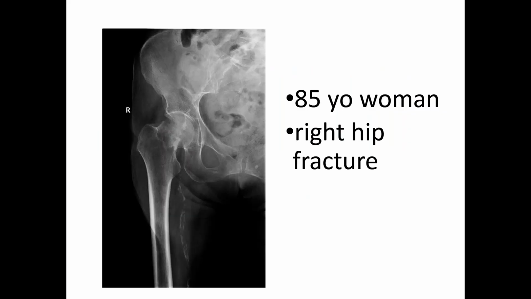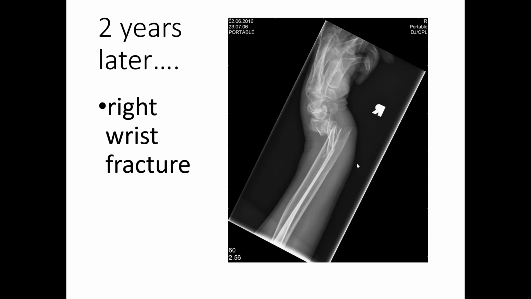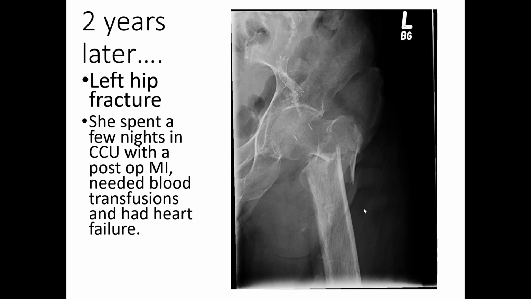Well, not quite so. So here's an 85-year-old woman, and she slips and falls and ends up with a right broken hip. Here she is 2 years later. She's had another fall, and she's broken her wrist. And here she is 2 years later. She's broken her left hip this time. And she did not fare so well. So after her surgery, she ends up with a heart attack and ends up in the CCU. She needs blood transfusion and goes into congestive heart failure. So obviously this is one of these patients who've had a very poor outcome following their broken hip, one of those statistics.